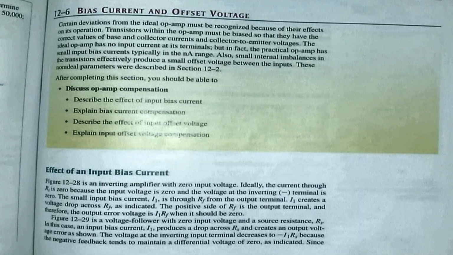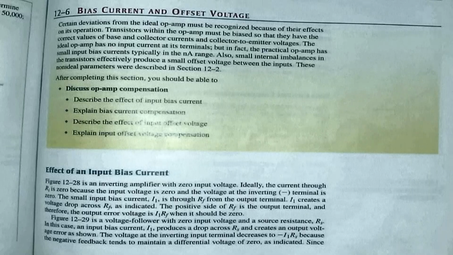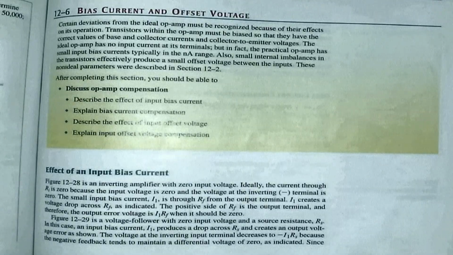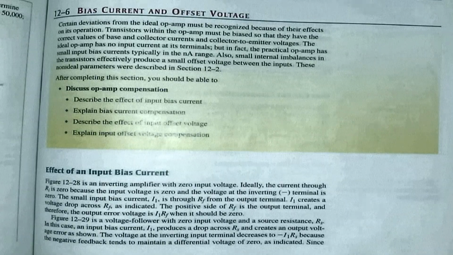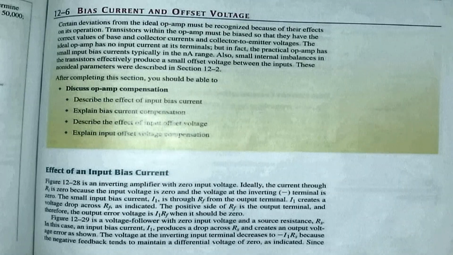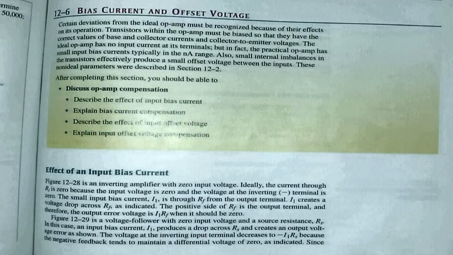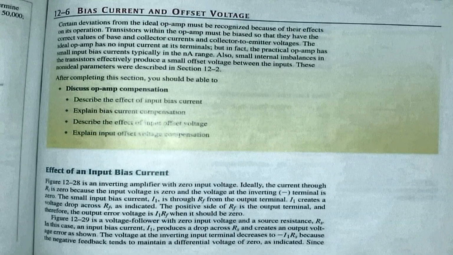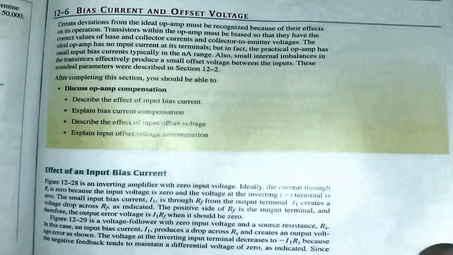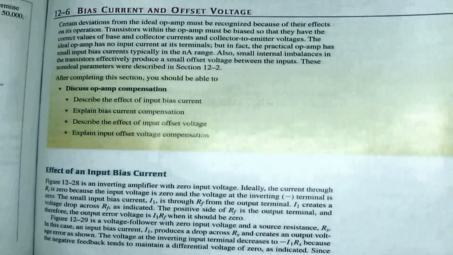These non-ideal parameters were described in section 12.2. Now we know the input stage of an op-amp is a differential amplifier, and our transistors are not identical, and we need to bias a transistor to switch it. Now we're going to look at the effects of input bias current.